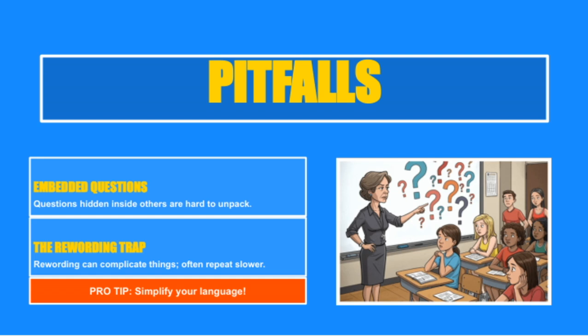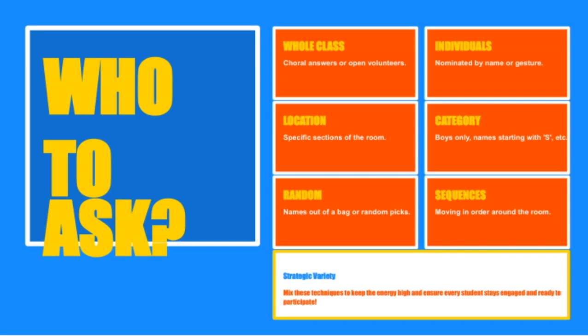Let's talk about how to keep the energy high and make sure every student stays engaged and ready to participate. The key is to mix these different techniques throughout your lesson or activity. First, you can use strategic variety by moving in order around the room. This helps keep students attentive because they never quite know who will be called on next. You can also incorporate sequences, such as drawing names out of a bag or making random picks. This adds an element of surprise and fairness, encouraging participation from everyone.